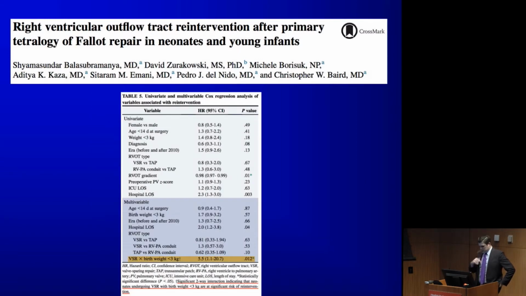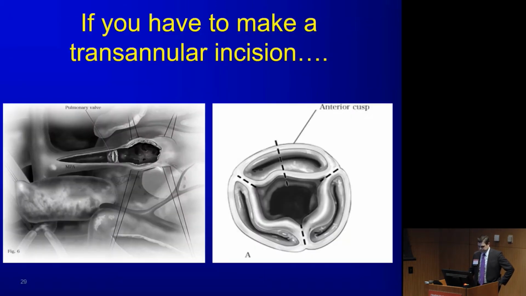When they looked at this in their multivariable analysis, you can see I highlighted there at the bottom that there was an interaction between a valve-sparing TET repair as well as birth weight and size, and you can see that smaller babies undergoing the valve-sparing approach had a higher risk, 5.5-fold increased hazard of needing a reintervention.